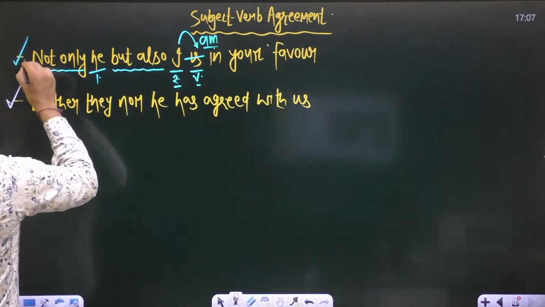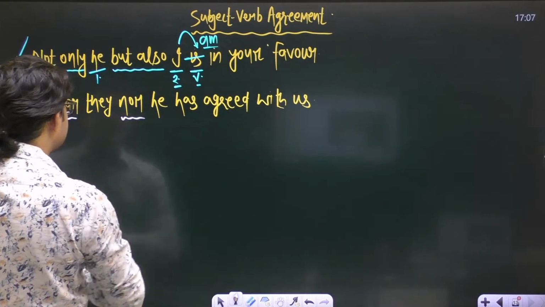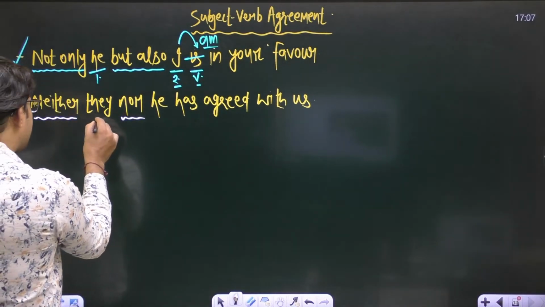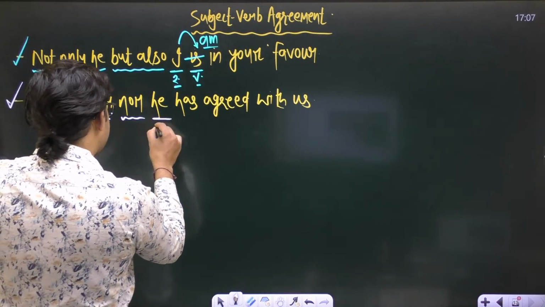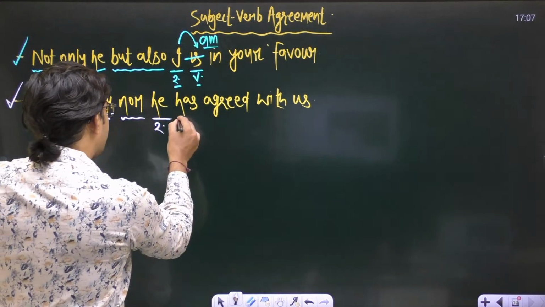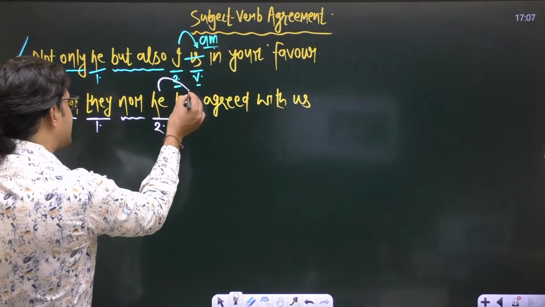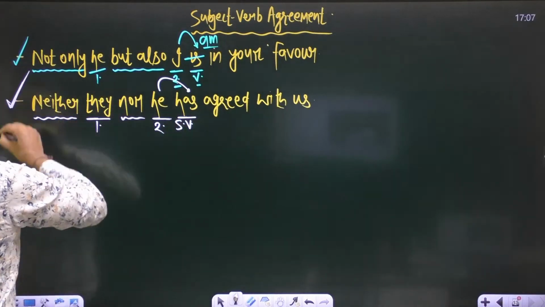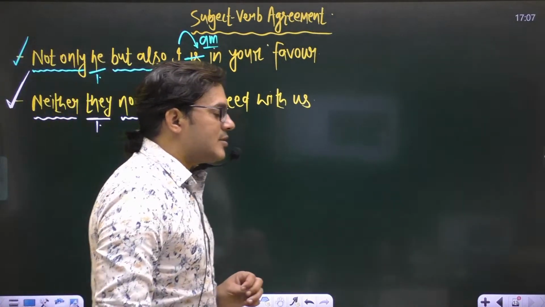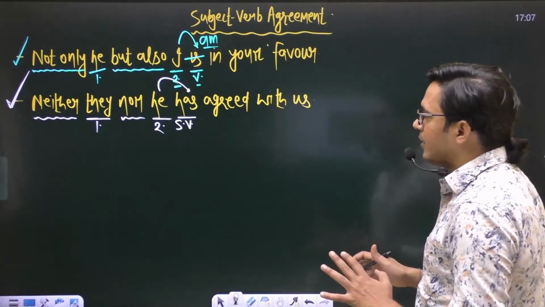Okay, now the second sentence. Pair conjunction is neither nor. The first subject is they and second subject is he. So verb is used according to its nearest subject. So nearest subject is what? He. According to he, singular verb has will be used. So this sentence is okay. This sentence has no error, so this sentence is already okay.